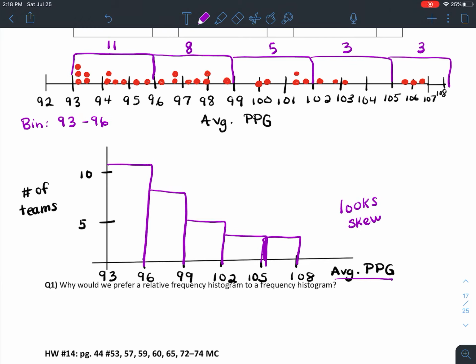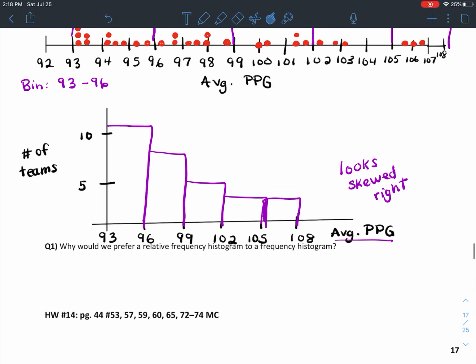And I'm just going to note here, it does look like it's skewed right. But do you see how it's actually a lot easier in this comparison to see that it was skewed to the right looking at the histogram than it was to detect that by looking at the dot plot here, okay?